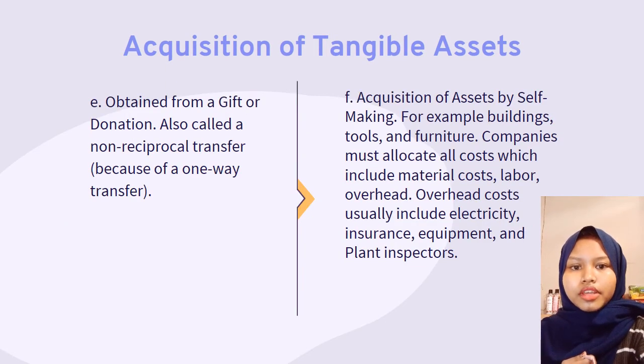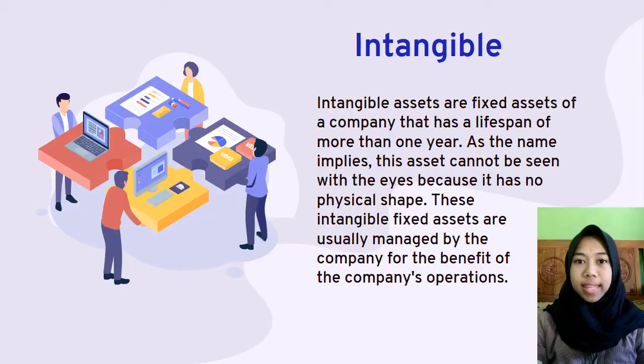E. Obtained as a gift or donation, also called a non-reciprocal transfer because of a one-way transfer. F. Self-making, for example building, tools, and furniture. Companies must allocate all costs, which include electricity, insurance, equipment, and plant inspectors.